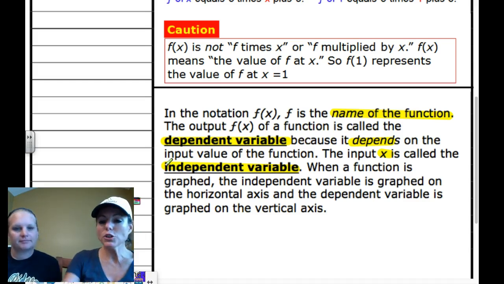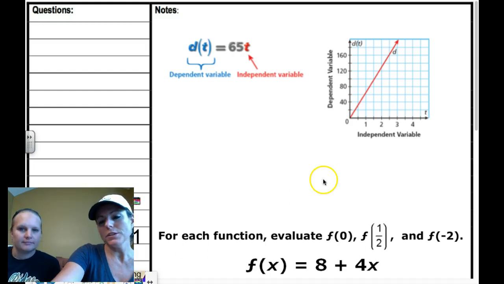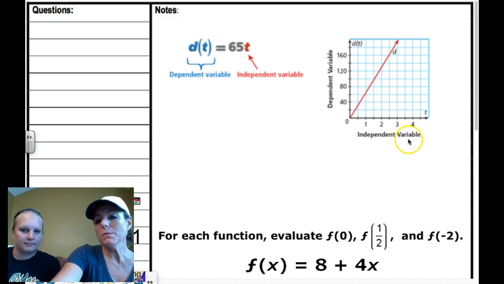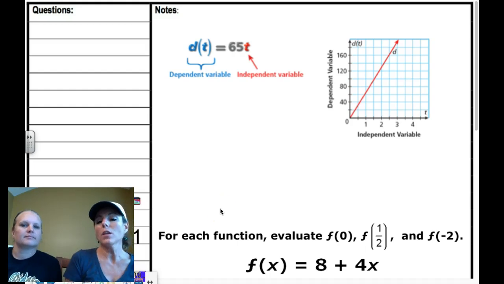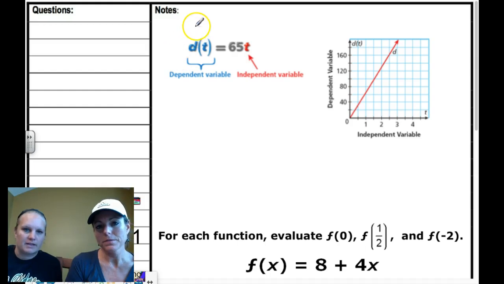Now I want to show you something on the next screen right here. As you can see, the independent variable is always along the horizontal axis on a graph, and the dependent variable, the y, is always on the vertical axis of a graph. If I were to plug in any number here, like 3, that's a big number. Let me say I plugged in 1.